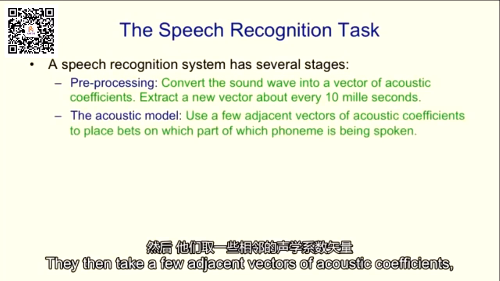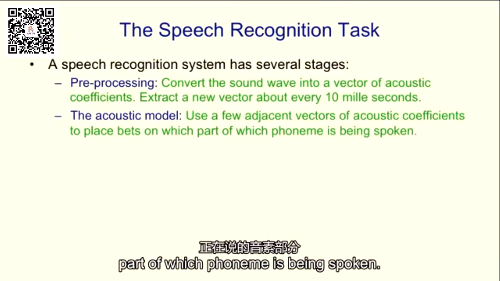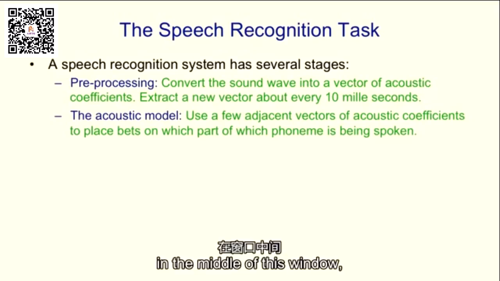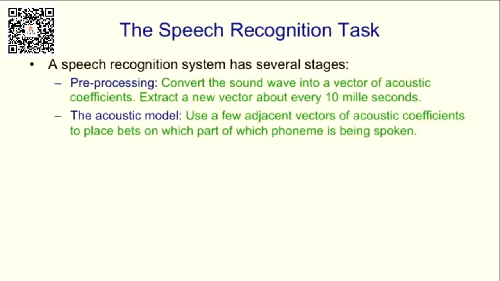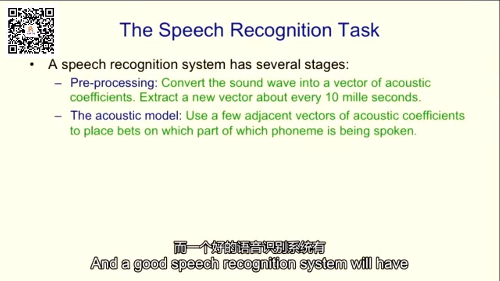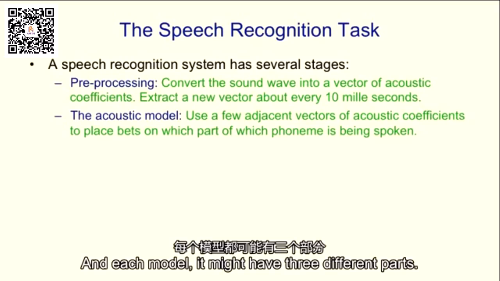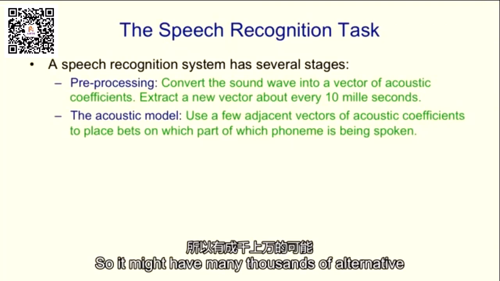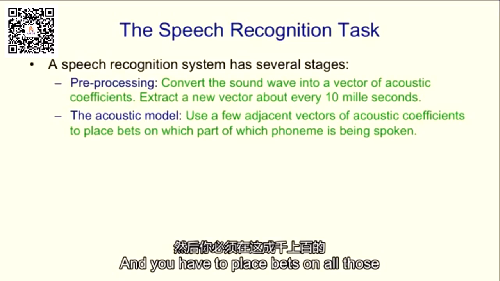They then take a few adjacent vectors of acoustic coefficients, and they need to place bets on which phoneme is being spoken, and which part of the phoneme. So they look at this little window, and they say, in the middle of this window, what do I think the phoneme is and which part of the phoneme is it? And a good speech recognition system will have many alternative models for a phoneme, and each model might have 3 different parts. So it might have many thousands of alternative fragments that it thinks this might be, and you have to place bets on all those thousands of alternatives.